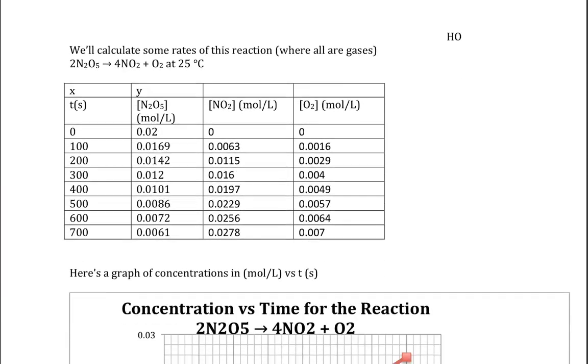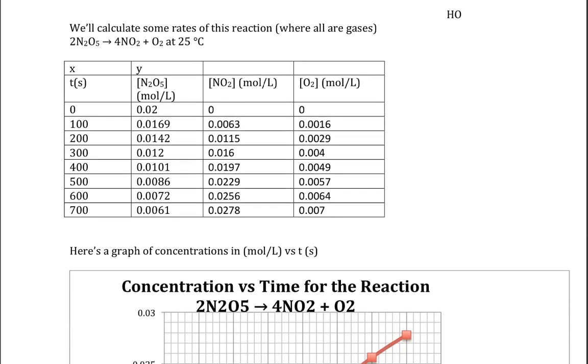Here's some data, and we will work with it in calculating some rates of reaction. Our reaction is 2N2O5 forming 4NO2 plus O2. Our temperature is 25 degrees Celsius. It turns out reaction rates are very dependent on temperature. All of our reactants and products are gases.